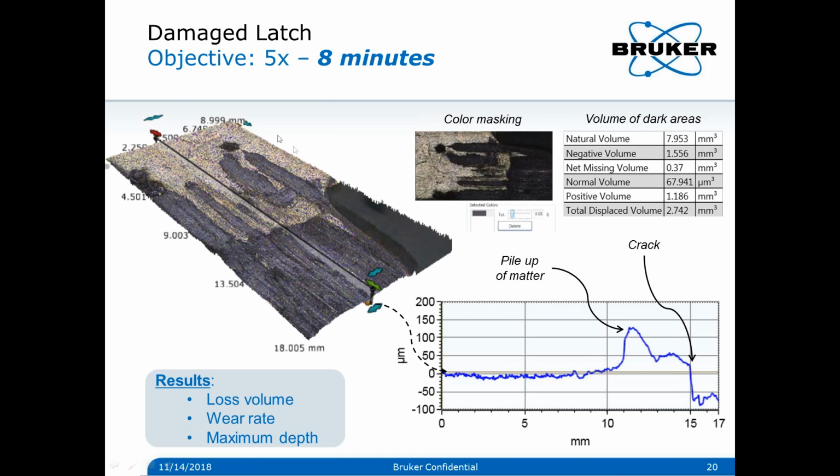Also, the color image plays a key role here, because the color of the unchanged surface is different from the damaged surface, which is very dark. So color masking can quickly isolate the surface and define only the bright area to be the reference one and define a perfect zero. By doing that, the analysis software, which is present by default, will automatically measure the pileup of material as well as the missing material.